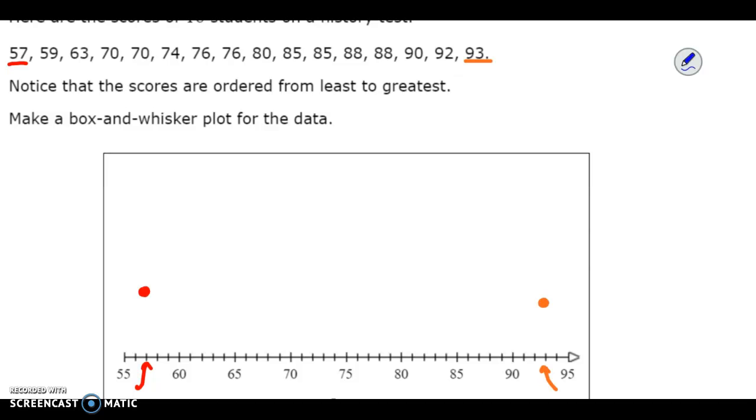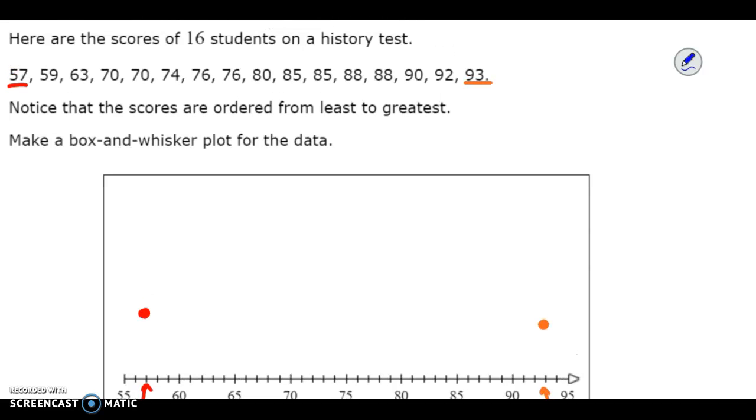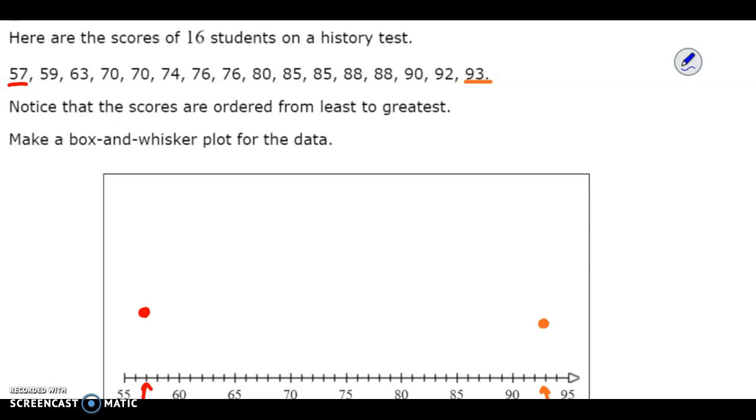So the median, if there are 16 scores here, we've got 1, 2, 3, 4, 5, 6, 7, 8. And then that value of 80 is your 9th term. So those two terms are in the middle. So the median is the average of those two terms. Well, what's in the middle of 76 and 80? That's going to be 78. So 78 will be your median.